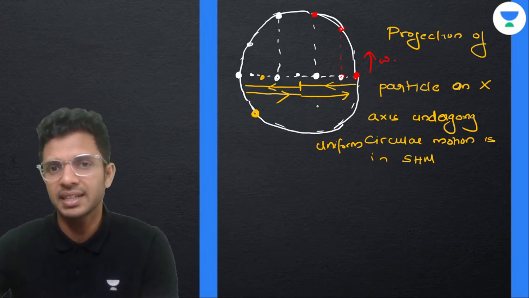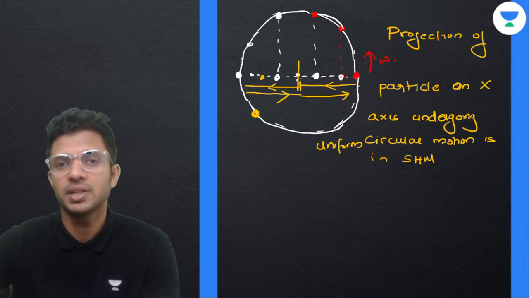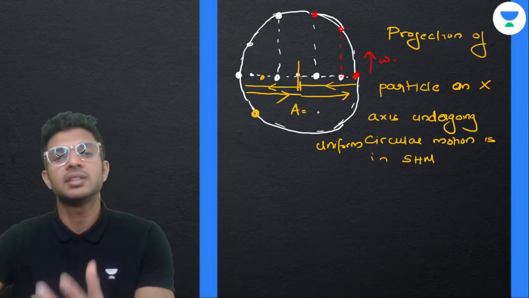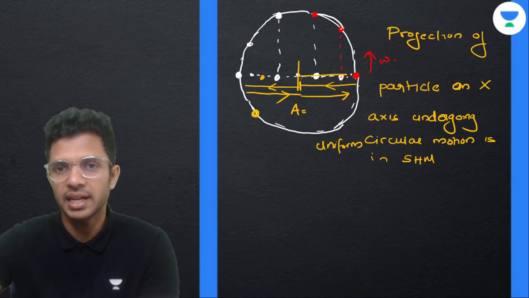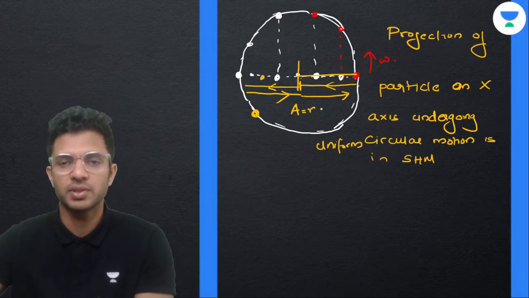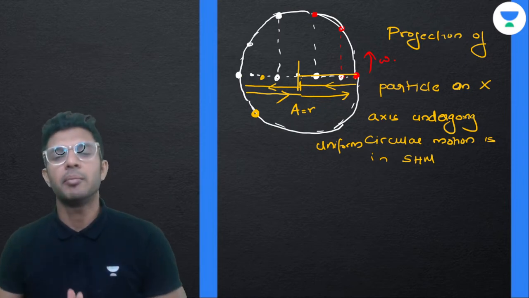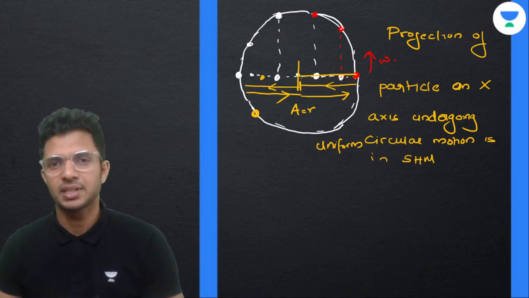Now tell me, if that is the case here, what will be the amplitude? This is the center position, and this is the right extreme end. So the distance from the center or the equilibrium position to the right extreme end will be considered as amplitude. In this case, we already know that distance is equal to the radius of the circular path. So the amplitude with which the particle oscillates is equal to the radius.